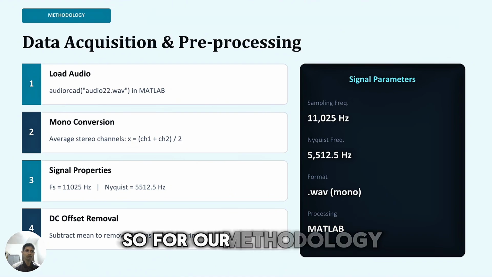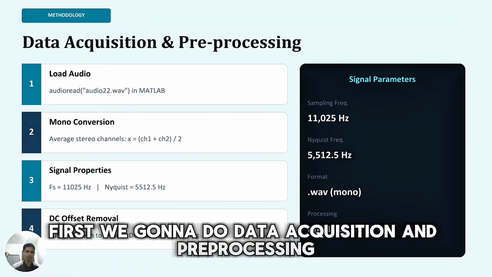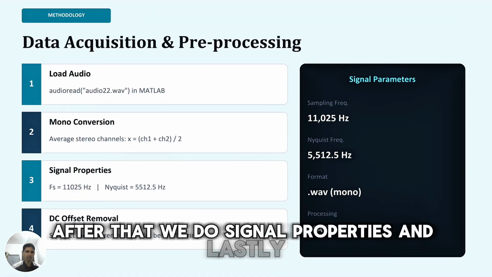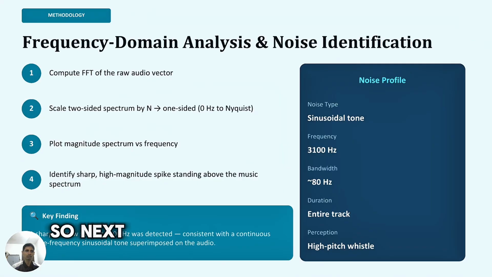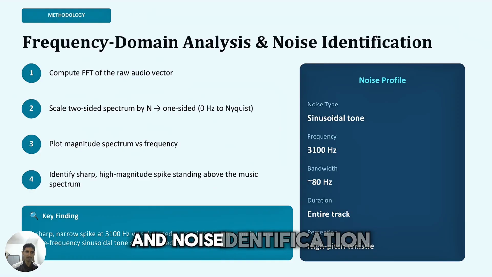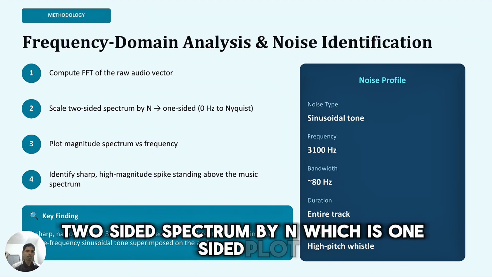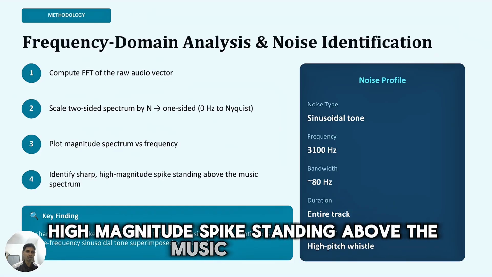For our methodology, first we do data acquisition and pre-processing. We load the audio, where we use audio 22, and then we do the mono conversion. After that, we do signal properties, and lastly DC offset removal. Next, we analyze the frequency domain and noise identification. First we compute the FFT of the raw audio vector, scale the two-sided spectrum by N to make it one-sided, plot the magnitude spectrum versus frequency, and identify the sharp high-magnitude spike standing above the music spectrum.